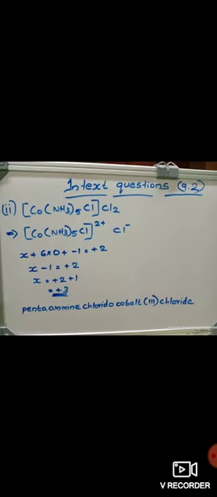Now second question. [Co(NH3)5Cl]Cl2. By splitting, we will get [Co(NH3)5Cl]2+ and Cl minus. By getting the charge of the complex, we can calculate the oxidation state of the central metal atom. We will get +3 as the answer. So by using that, we can give the name: pentaamminechloridocobalt(III) chloride.